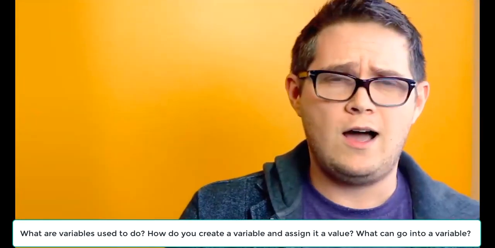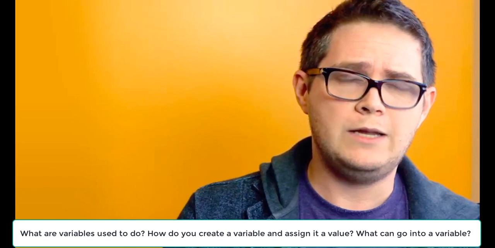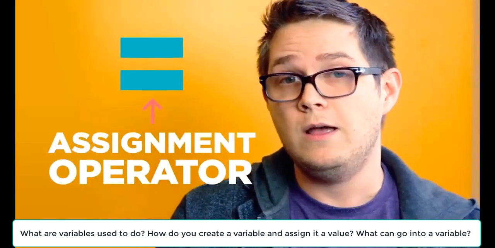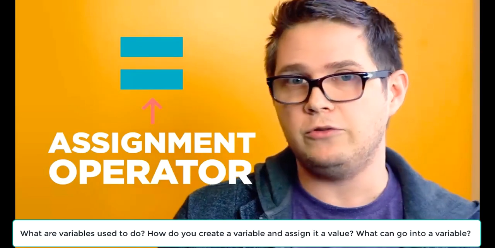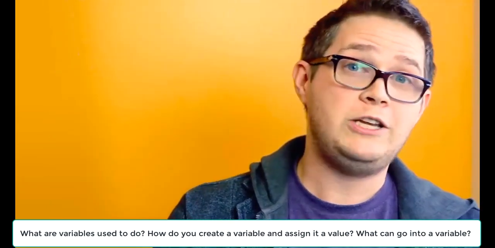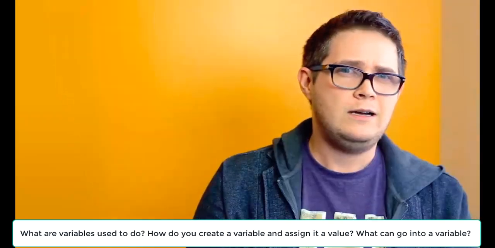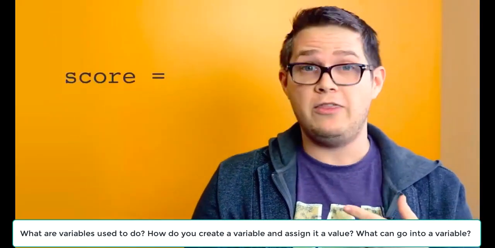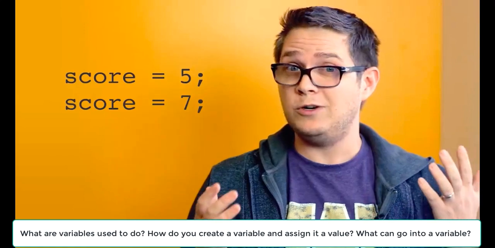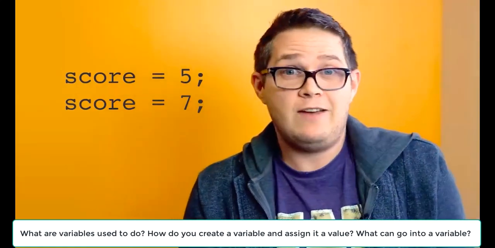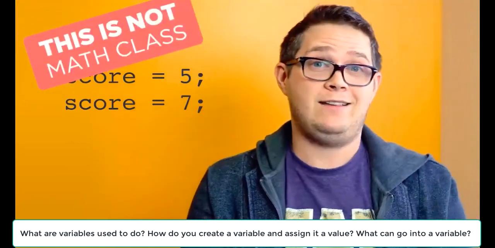Let's take a moment to talk about the equal sign. In many coding languages, the equal symbol is called the assignment operator because you use it to assign a value to a variable. And you're probably used to seeing it in math, but in programming, it's a little bit different. If you were in math class and you saw this, something would definitely be wrong. Score can't possibly equal both 5 and 7, but this is not math class.